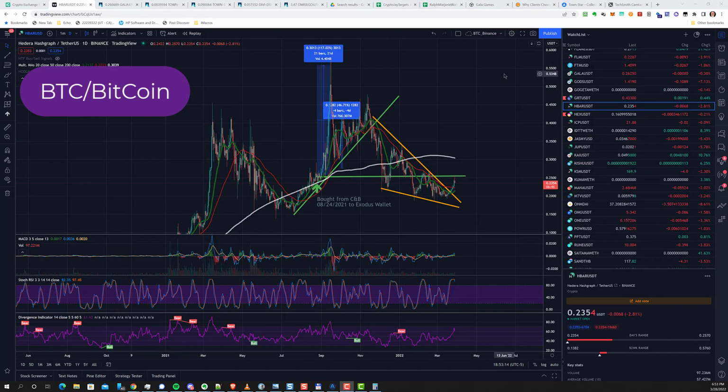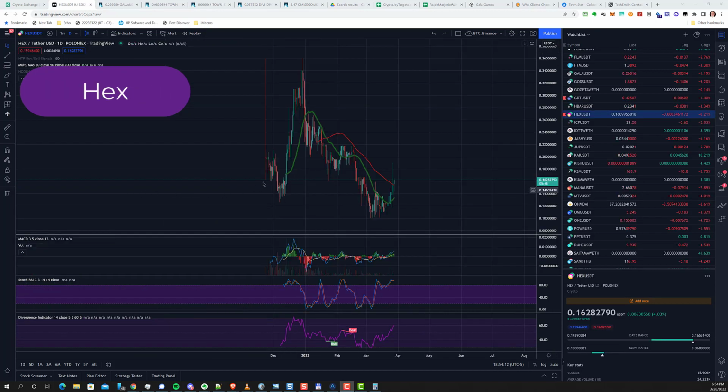Here's HBAR or Hedera Hashgraph. You see I draw these yellow lines, sometimes red, to form my wedges. And then if you connect a bunch of the points here, you can see we have what's called a breakout right there. So we're breaking out of these wedges on almost every chart this week. Hex has a much longer history than this chart, but again, I have a lot of notes on my Hex chart, so I can't show you all that.